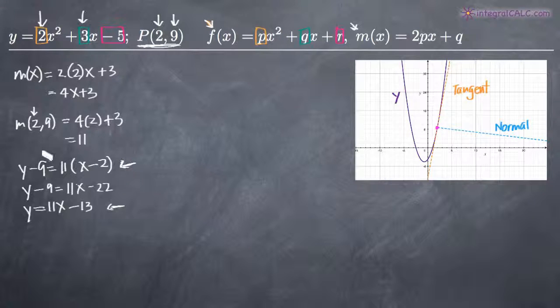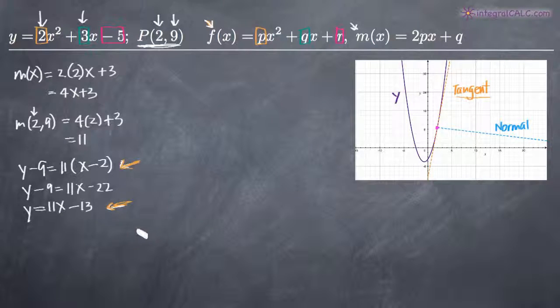So I'm just going to go ahead, since the tangent line is orange in our graph here, and indicate that these are equations of the tangent line in orange. So now that we've found that, we can go ahead and easily find the equation of the normal line.